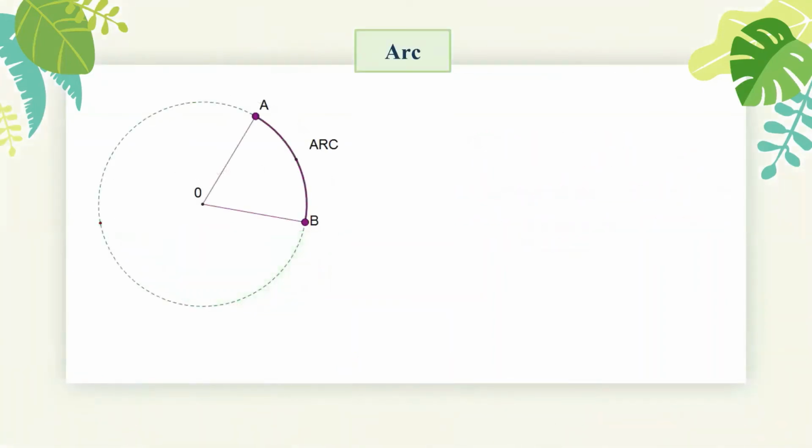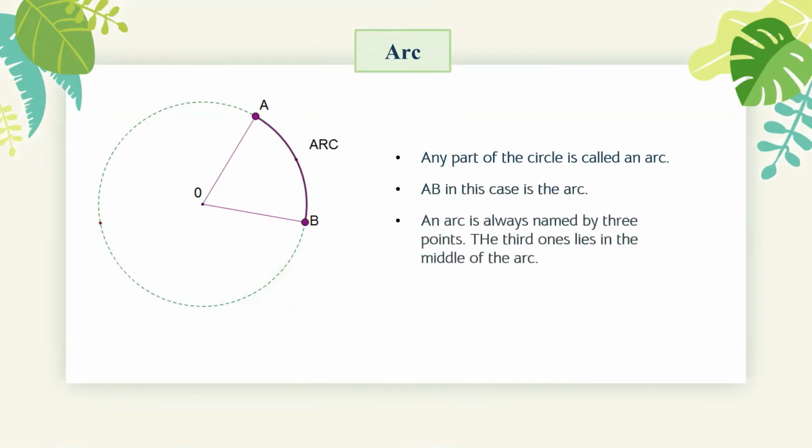Now let us understand what is an arc. Any part of the circle is called an arc. AB in this case is the arc. An arc is always named by 3 points. The third one lies in the middle of the arc. So here we have AOB, and AB is an arc. And always when you name an arc, you name it with 3 points. That is AOB.